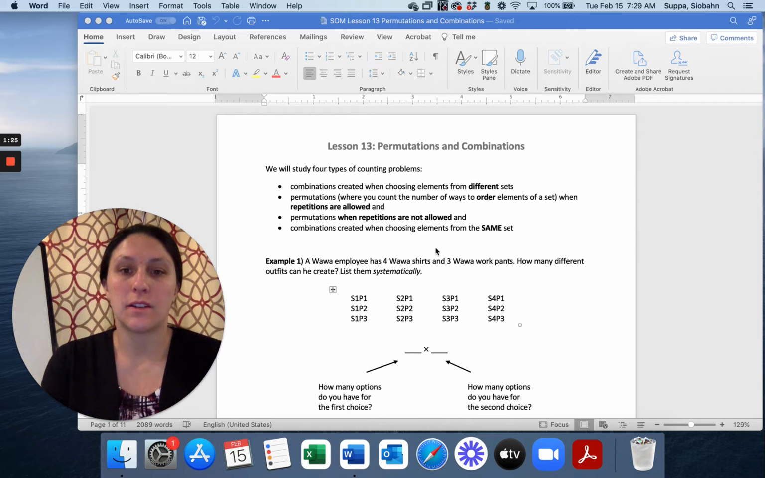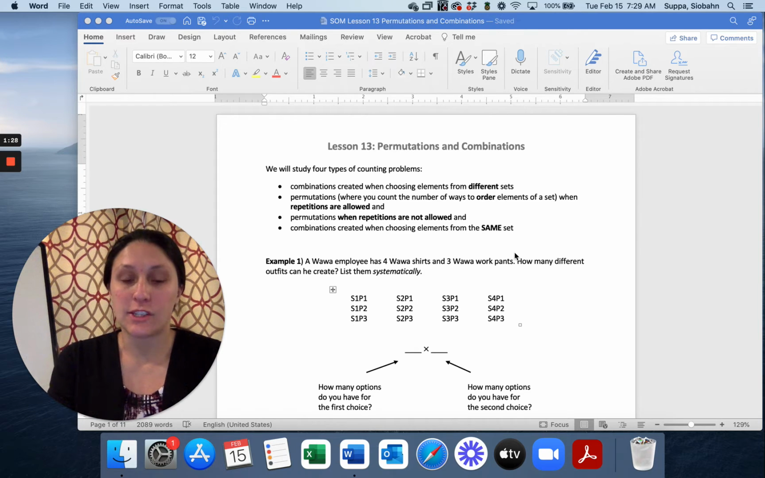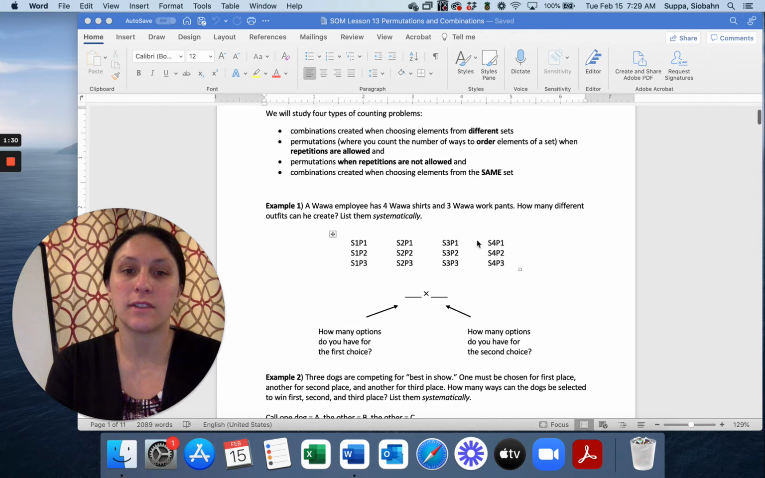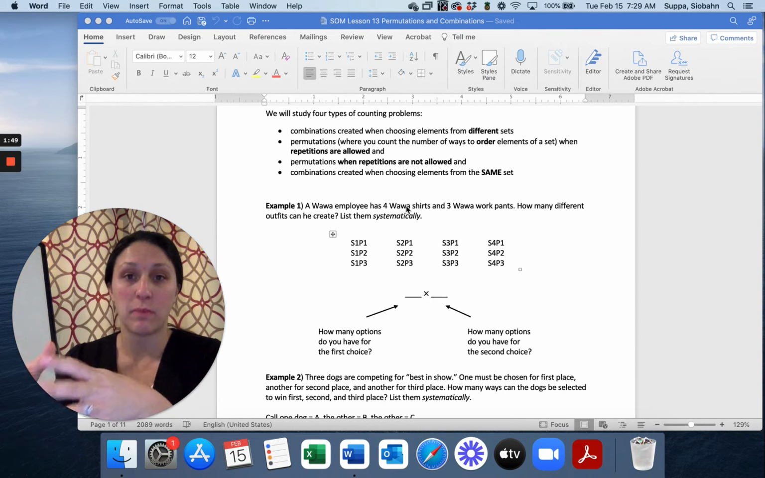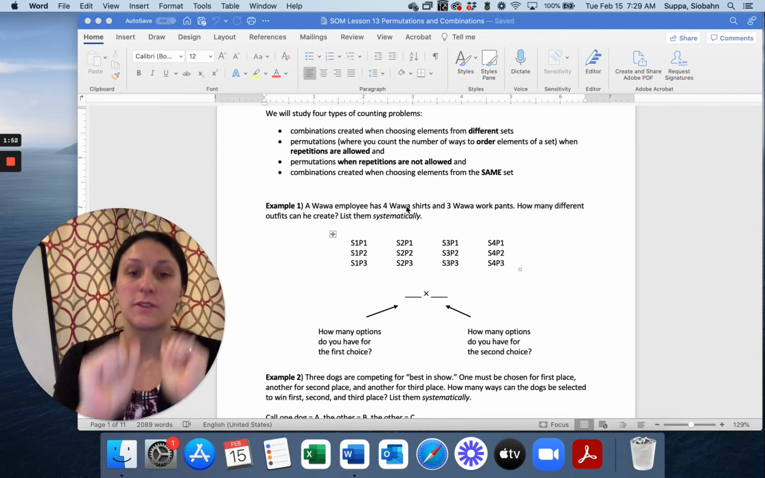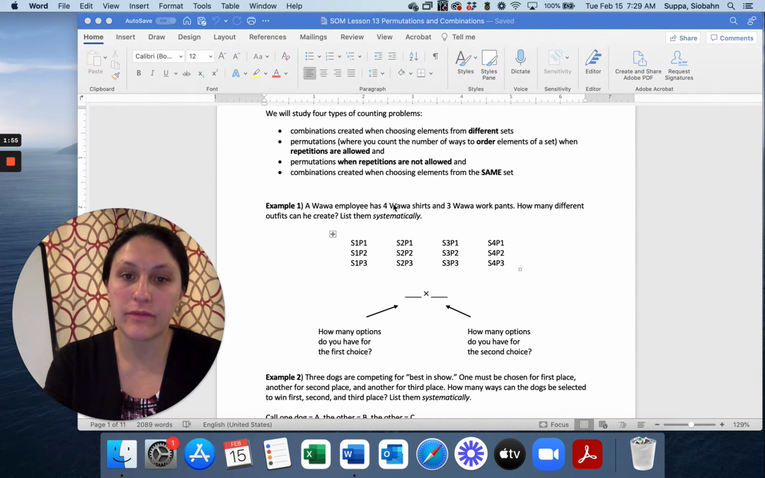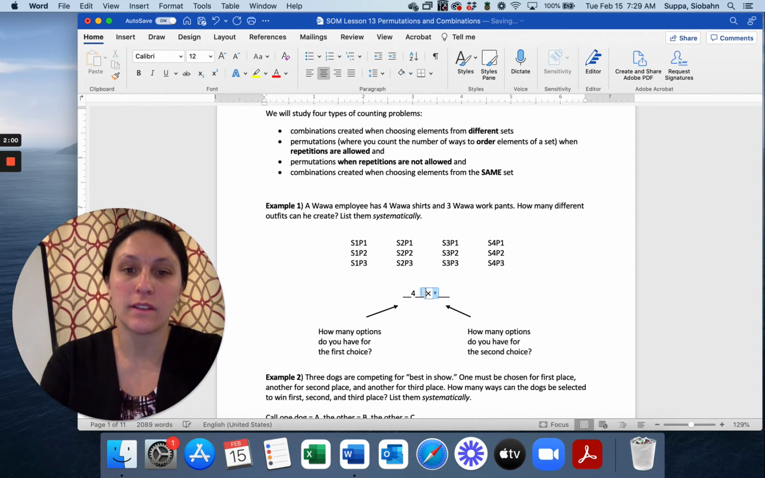Okay, so the first example is a combination problem from different sets. Let's say a Wawa employee has 4 shirts and 3 work pants. How many different outfits can he create? List them systematically. There's lots of different ways to list out how many combinations you can create here. But I want you to notice these are from different sets. One is a pile of shirts, another is a pile of pants, and you're choosing one from each. Because you have 4 options for shirts and 3 for pants, you could just multiply 4 times 3, and so you would get 12 total options.